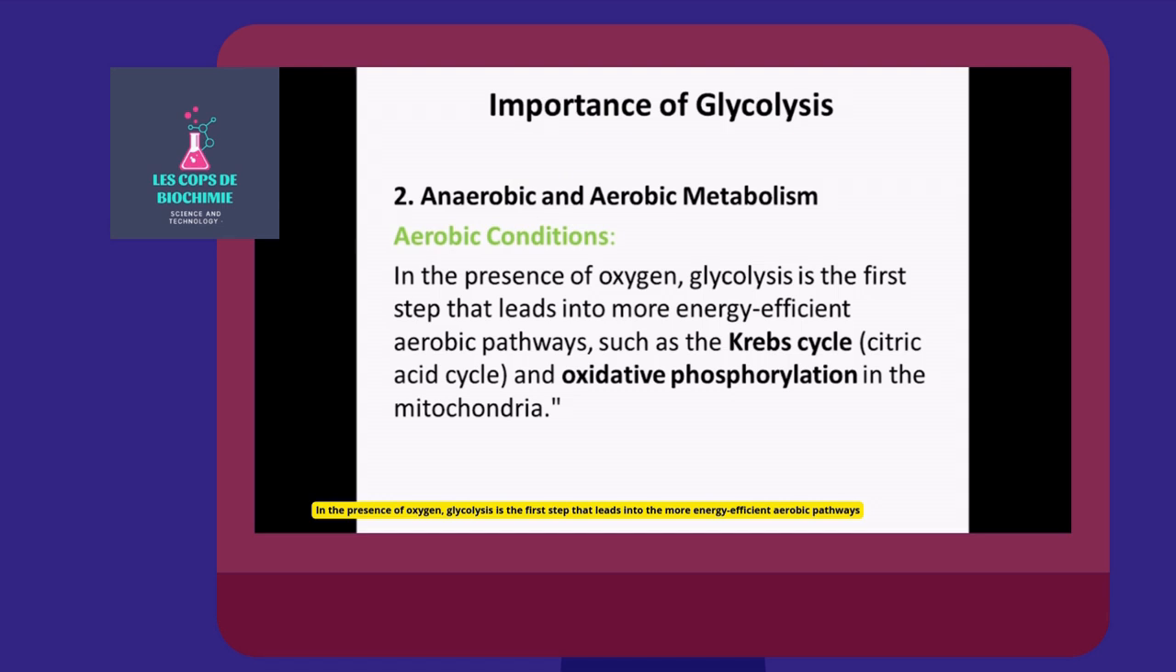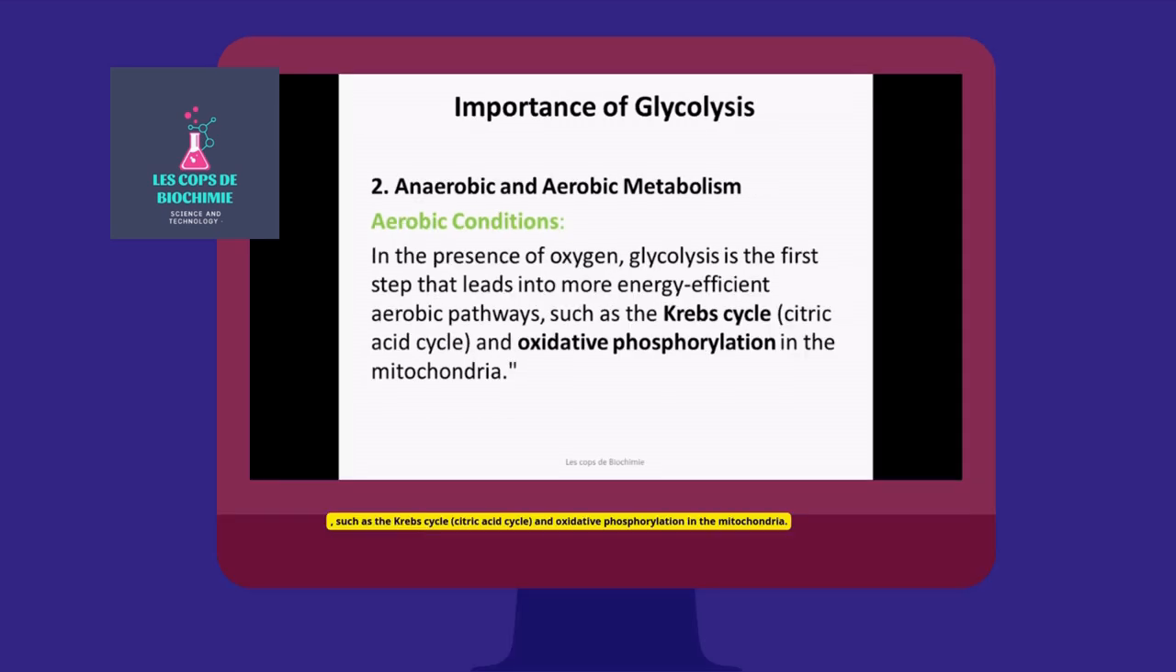In the presence of oxygen, glycolysis is the first step that leads into the more energy-efficient aerobic pathways, such as the Krebs cycle, citric acid cycle, and oxidative phosphorylation in the mitochondria.